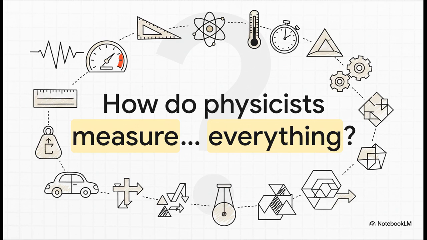It's a huge question, isn't it? I mean, from the speed of light to the weight of a black hole, so much of physics is really just about measurement. And what's wild is that there's this common framework, a shared language that lets physicists make sense of it all. So what's the secret sauce?